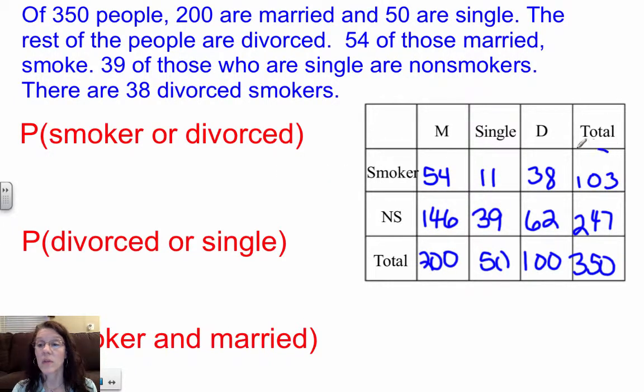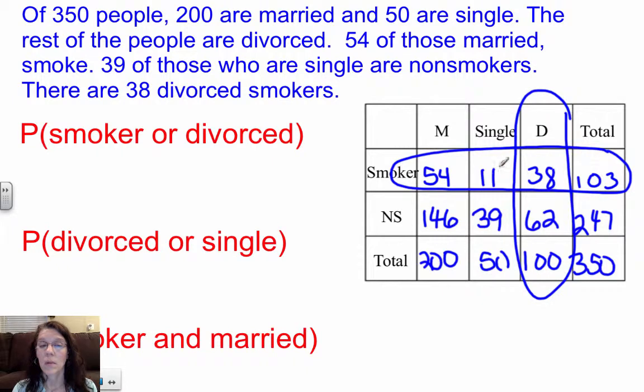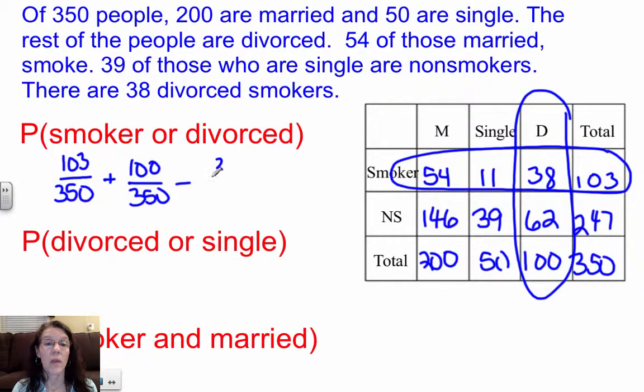All right, so what's the probability that there's a smoker or that they're divorced? Okay, so here's the smokers. Here's the divorced. Probability that they're a smoker, 103 out of 350. Divorced, 100 out of 350. The overlap, that's this one right here, 38 out of 350.